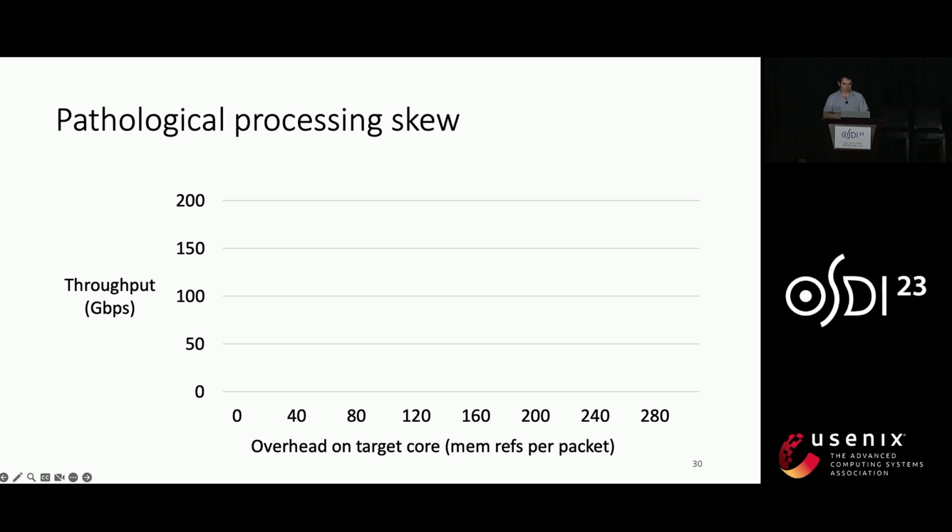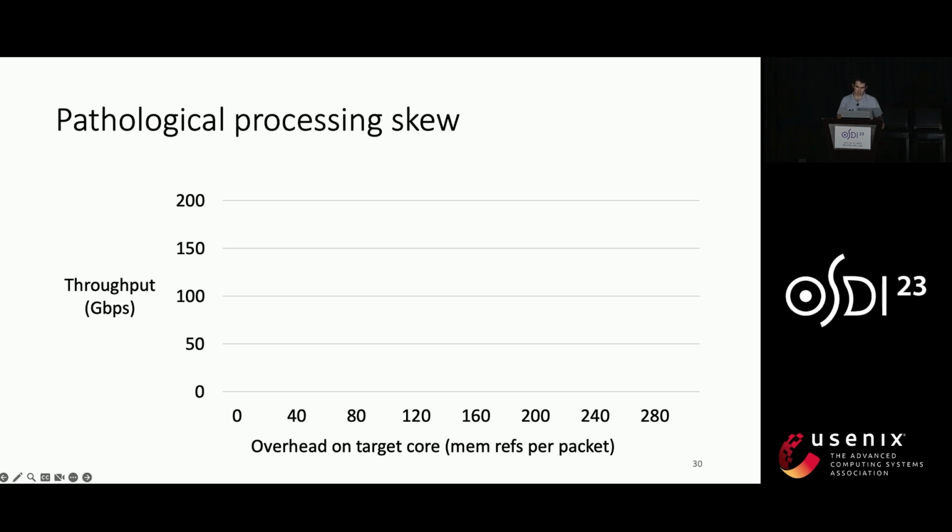Finally, we look at the performance under pathological processing skew. To that end, we run a synthetic network function on all CPU cores, where each core accesses memory twice per packet, except one core, which we call the target core. On the target core, we vary the number of memory accesses between 0 and 300. And we load our application with 200 gigabits per second that is spread evenly among all cores, except the target core, which receives only 1% of all traffic.